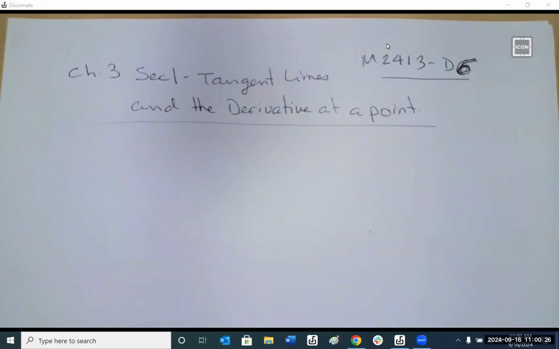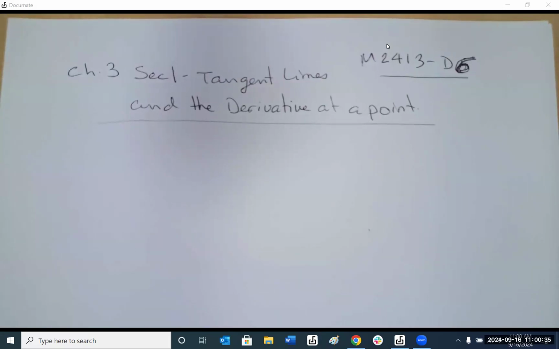All right, we're going to start chapter 3. Chapter 3 deals with the derivative. And we're going to look at all different ways, shapes, sizes of what the derivative really means. Actually, what does a derivative mean?